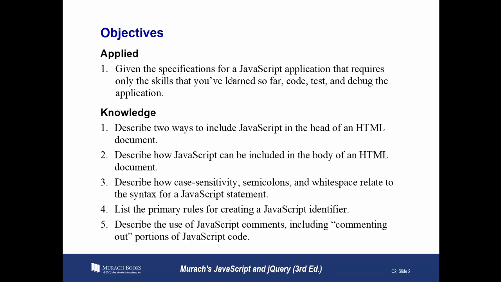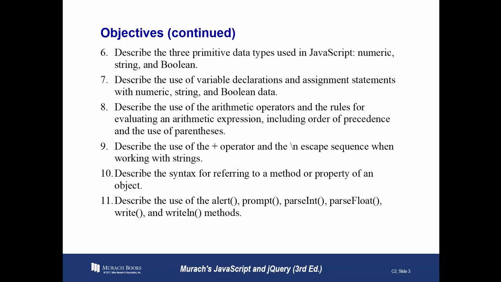The knowledge objectives. First, describe 2 ways to include JavaScript in the head of an HTML document. Second, describe how JavaScript can be included in the body of an HTML document. Third, describe how case sensitivity, semicolons, and whitespace relate to JavaScript syntax. Fourth, list the primary rules for creating a JavaScript identifier. Fifth, describe the use of JavaScript comments, including commenting out portions of code.